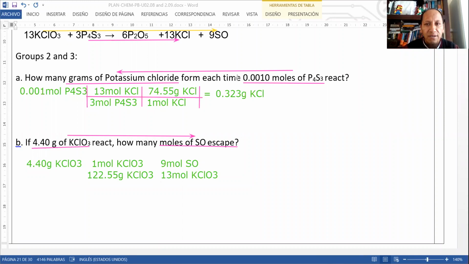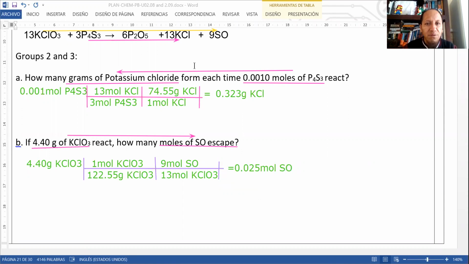Then let's get back to the color we were using. You have these conversion factors, again and again, and then you put equals and it's basically done. If you insert those values, you multiply 4.40 times 9, divided by, open parentheses, 122.55 times 13, close parentheses, into your calculator. If you don't do that, you will get a wrong answer. If you do so, this is going to be 0.025 moles of SO. And that would be the answer.